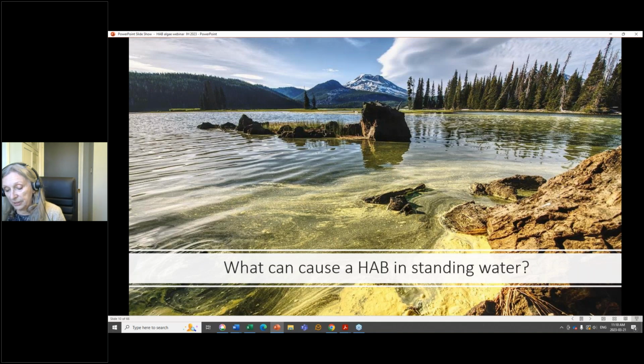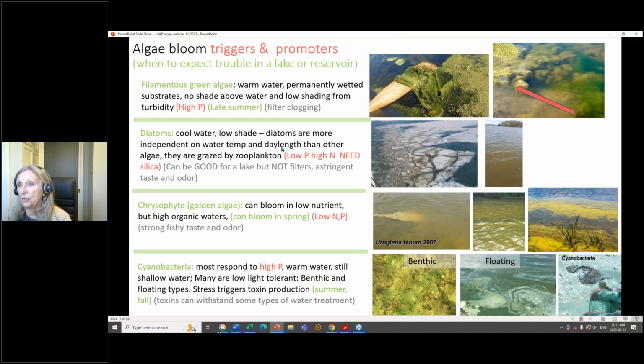So let's move our attention now to what can cause a harmful algae bloom in reservoirs and in lakes. Again, I've squashed the images together so that we can compare back and forth. So starting at the top with filamentous green algae, again, there's very similar conditions to what you would see in a flowing water, in a lake, or sorry, a river. You'll have high phosphorus, most likely to see it in late summer, and filter clogging. In this image with the red arrow, you can see that the filamentous algae often starts growing along the substrates where there's lots of nutrients, and then it lifts to the surface as it ages.